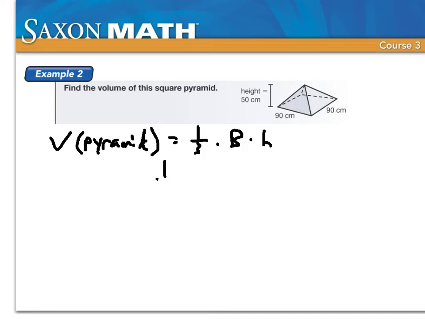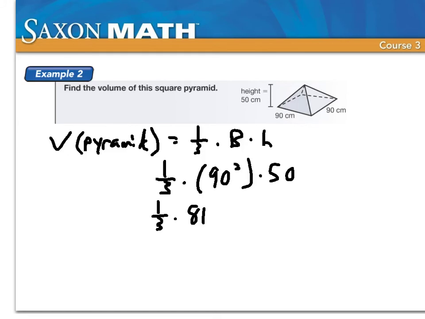So we're going to take 1/3 times the area of the base. The area of my base, which is a square, I find by taking a side times a side. In this case, since the sides are the same, it's 90 times 90, or 90 squared, times height. Whoops, sorry, we know what the height is. They tell us the height right here. It's 50. So we're going to take 1/3 times 90 squared, that's 90 times 90, that's 8100, times 50.